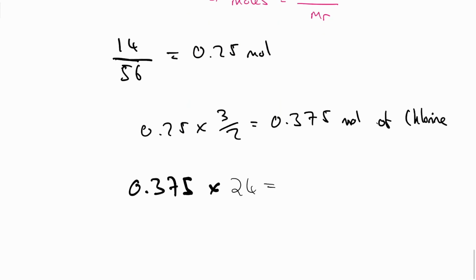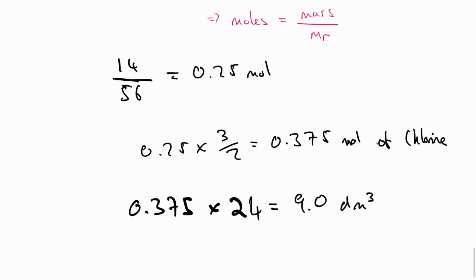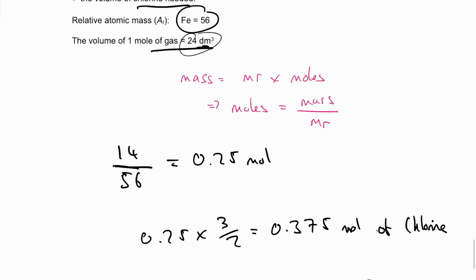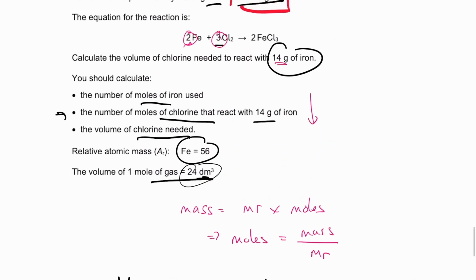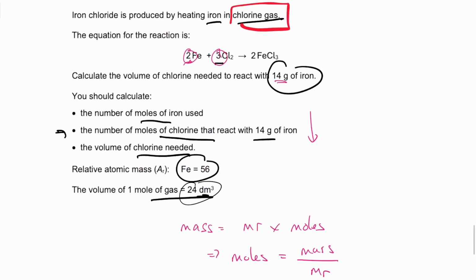So multiply by the number over here, which is 24 dm cubed. This multiplied by 24, you get the total volume, which is going to be 9.0 decimeters cubed, because you have to use the same unit over here. Okay, so hopefully that all makes sense, and your final answer should be 9.0. Okay, and the reason why we put a 0.0 over here is because we need to look at the significant figures given to us in the question.